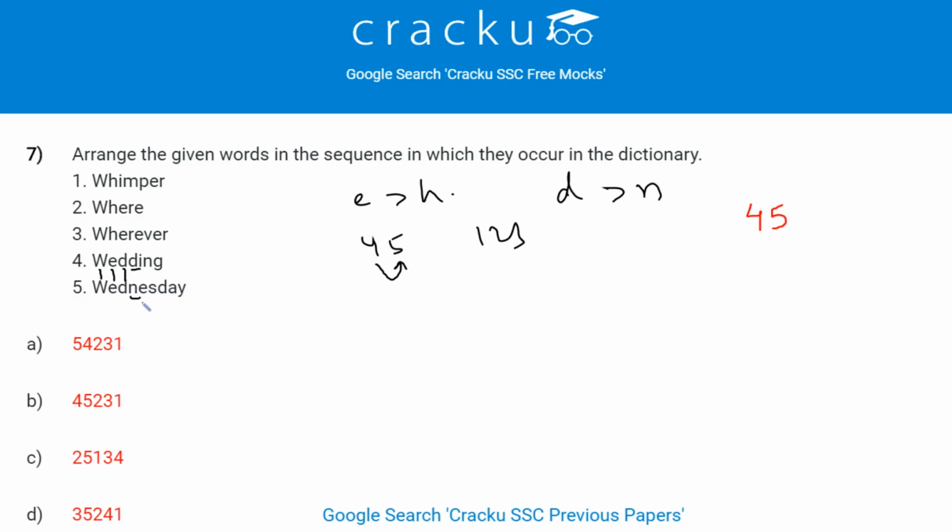So our entire sequence is going to start with 4 and then 5 followed by 1, 2, 3. We can arrange 1, 2, 3 in any order. If you see in the options, only option B is starting with 4. So the answer for this question is option B.